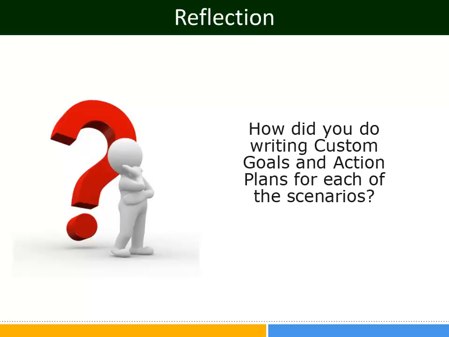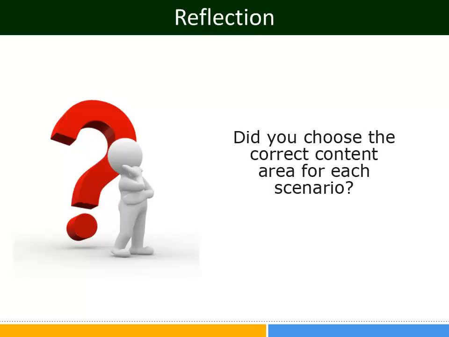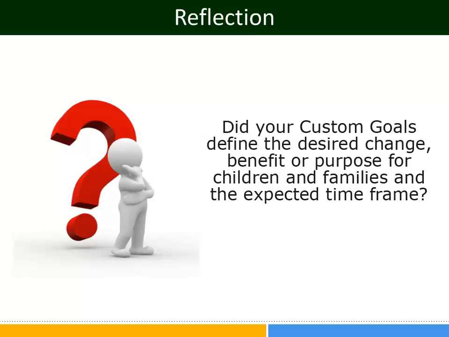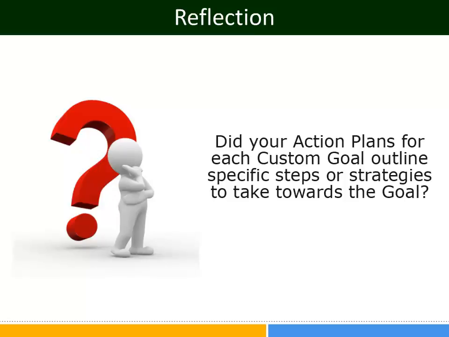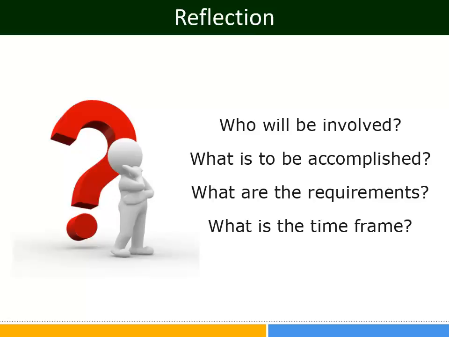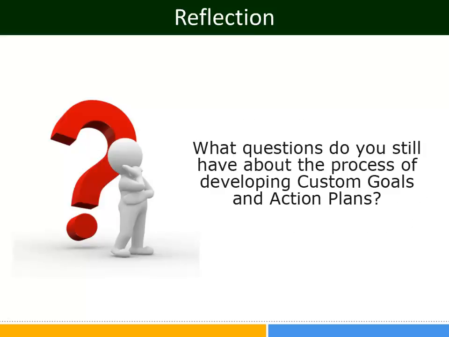How did you do writing custom goals and action plans for each of the scenarios? Did you choose the correct content area for each scenario? Did your custom goals define the desired change, benefit, or purpose for children and families and the expected time frame? Did your action plans for each custom goal outline specific steps or strategies to take toward the goal? Did each one define who will be involved, what is to be accomplished, what are the requirements, and what is the time frame? What questions do you still have about the process of developing custom goals and action plans?